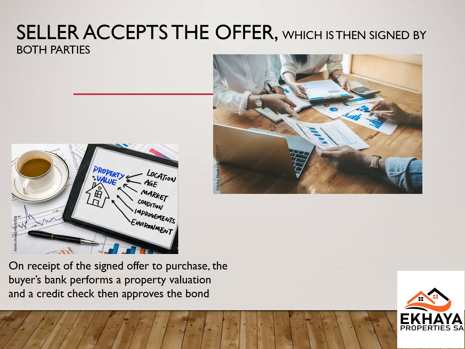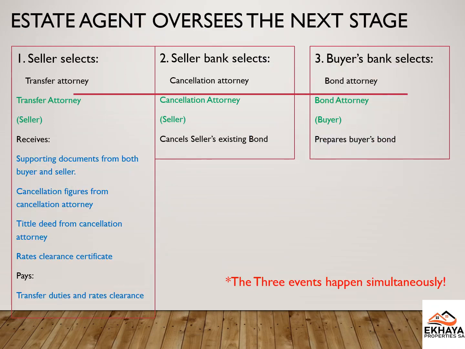The credit check is done to check if this person is creditworthy. Will they be able to pay back the monthly repayments of this loan? And the property valuation is done to check whether the bank will get their money's worth. If in future this person is unable to pay back, will they be able to recover the money that they gave to this person? The real estate agent then oversees the next stages.